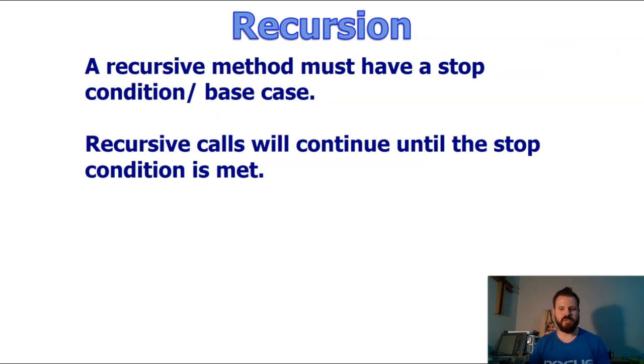To write a recursive method correctly that's not going to break Java, we must have a stop condition, or a base case, as we could call it. That's something that actually makes the recursive calls quit at some point. The recursive calls will continue until that stop condition is met.